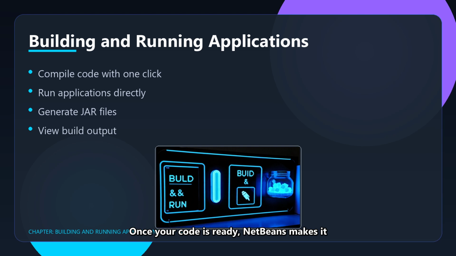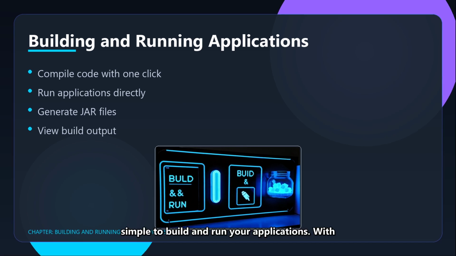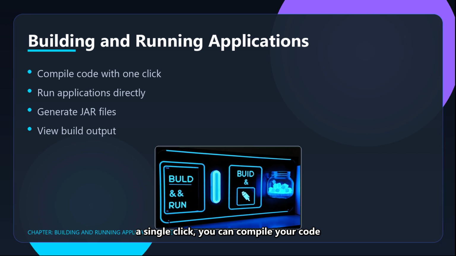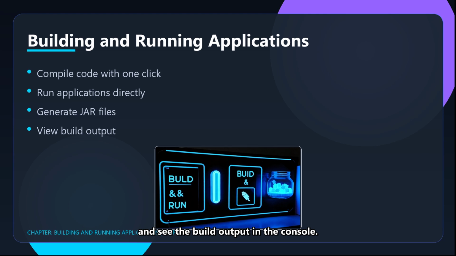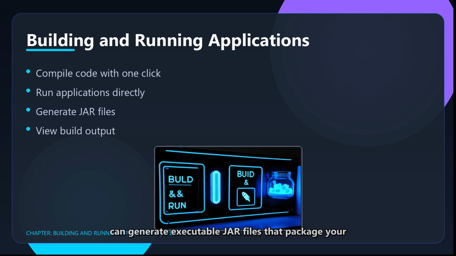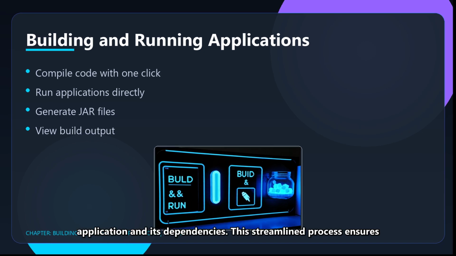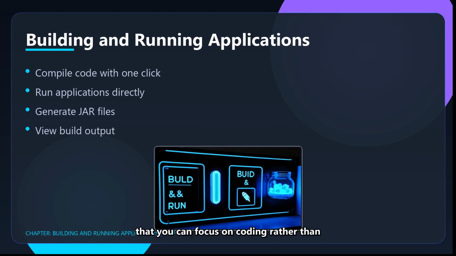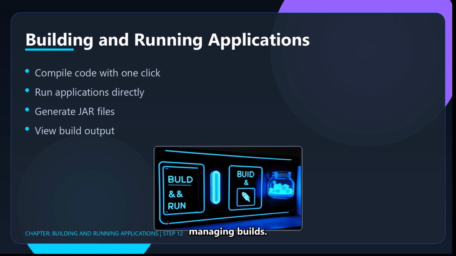Once your code is ready, NetBeans makes it simple to build and run your applications. With a single click, you can compile your code and see the build output in the console. Running your application is just as easy, simply click the Run button. For distribution, NetBeans can generate executable jar files that package your application and its dependencies. This streamlined process ensures that you can focus on coding rather than managing builds.